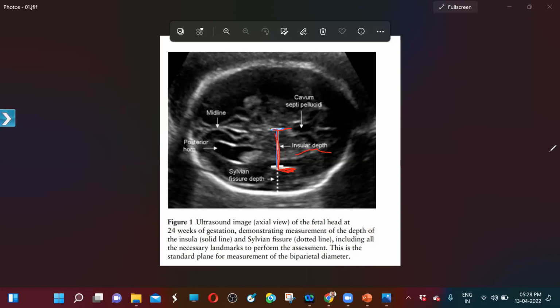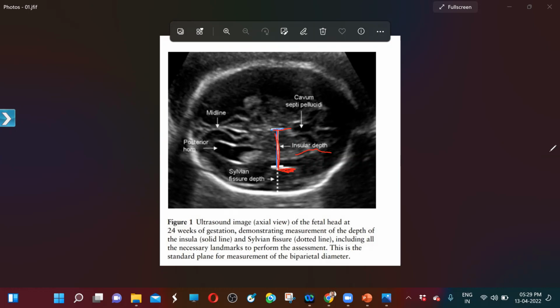And as pregnancy advances, at about 30 weeks it is 25 millimeters. I am repeating, it is 15 millimeters at 20 weeks, and it increases from 20 weeks onwards; it is 25 millimeters at 30 and up to 35 weeks.